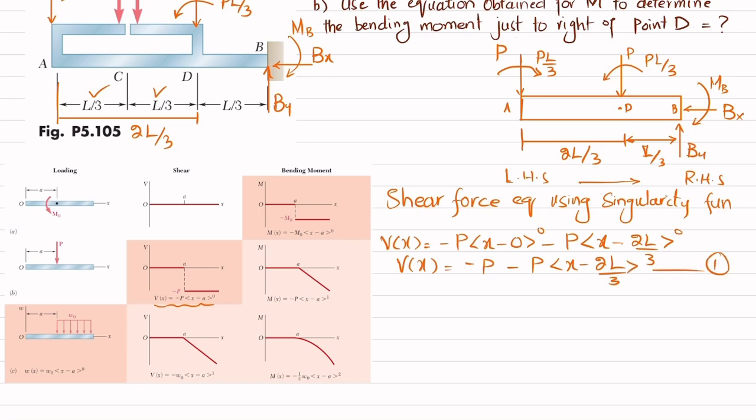This is your equation number 1, which is the required shear force equation using singularity function. Now what I will do is find the bending moment equation using singularity function.